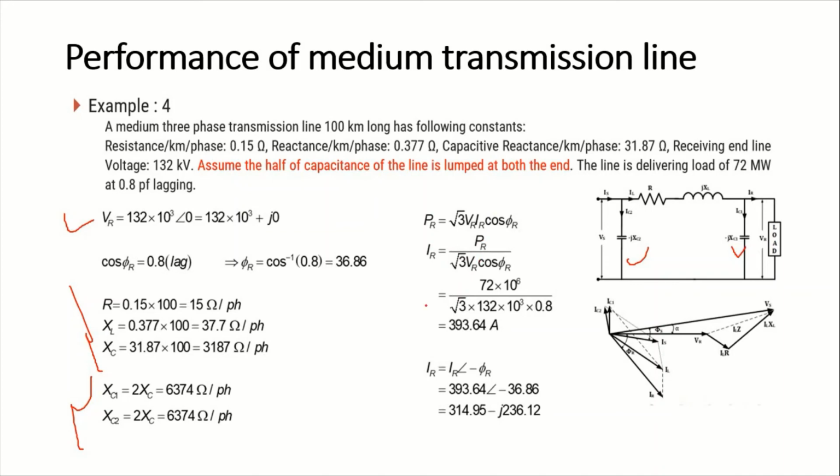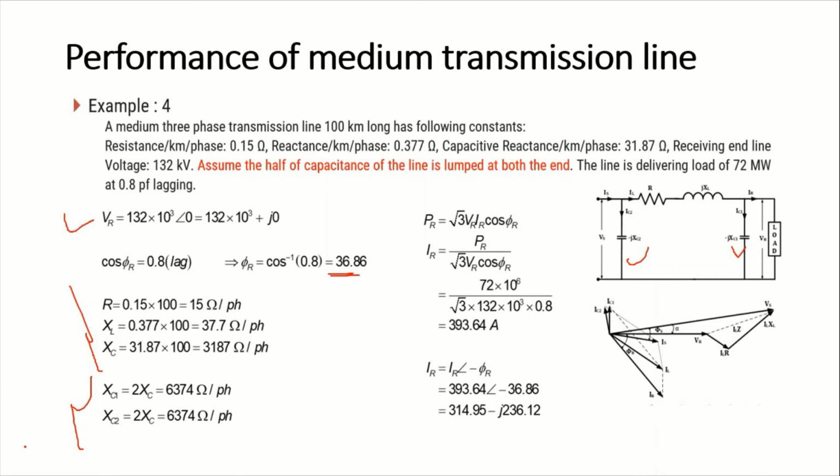IR is equal to PR upon √3 VR cos phi R. Put the values in this equation. The value of PR is 72 megawatt. So 72 into 10 raised to 6, over √3 into 132 into 10 raised to 3 into 0.8, and the value of IR we get is 393.64 ampere. This is only the magnitude. We have to write it with the angle, and use a negative sign for the lagging indication.